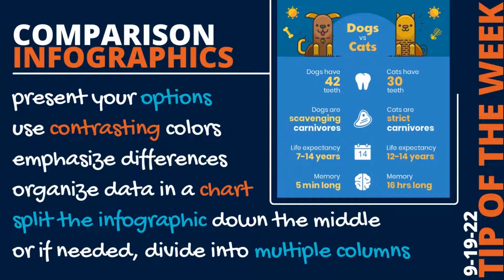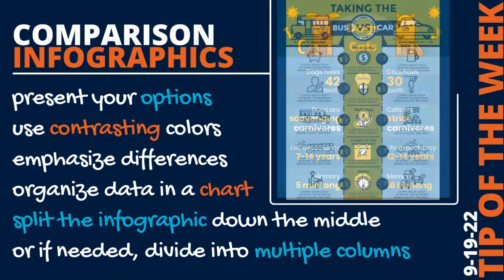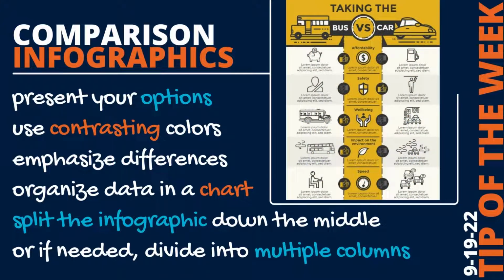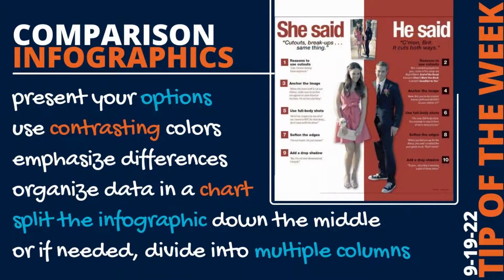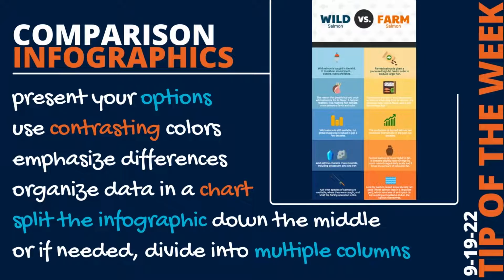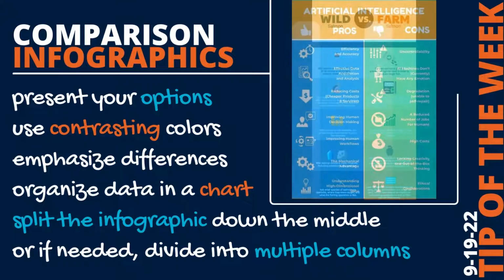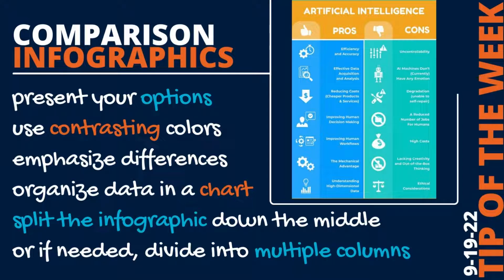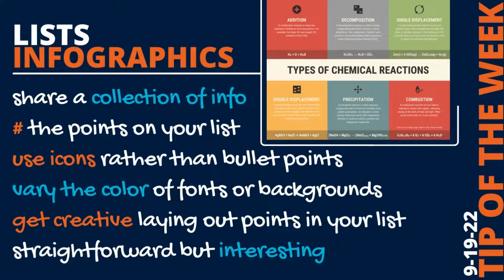Comparison infographics do exactly what they say. They compare things. Present your options in a fun way and then use contrasting colors or fonts to emphasize the differences and point out the similarities. Often charts are the best way to organize this information, but you can spice them up with icons, with graphics, with varied font weights, or of course with color.